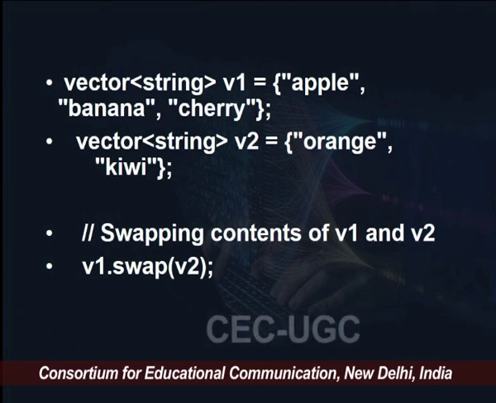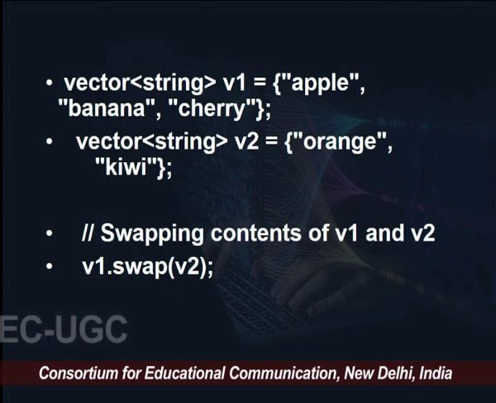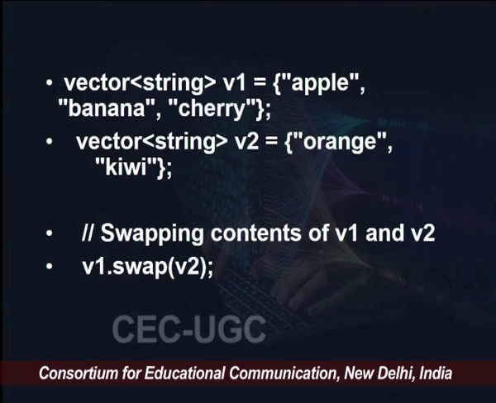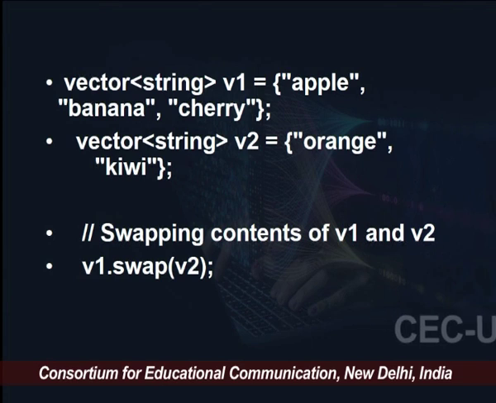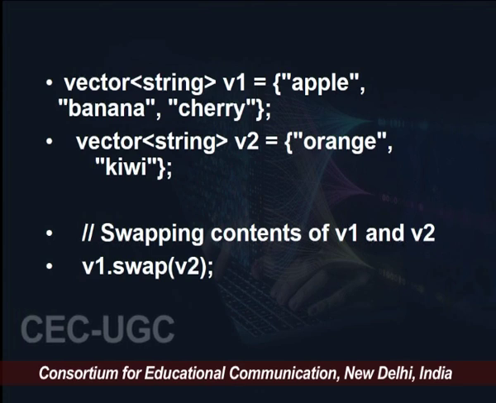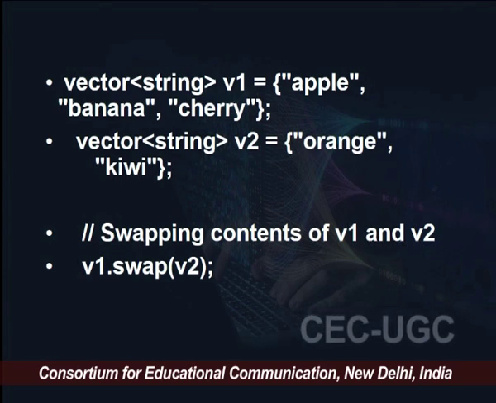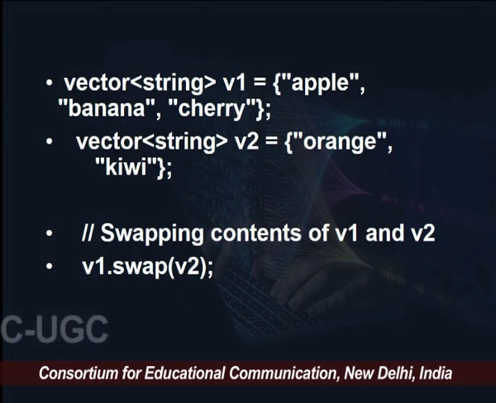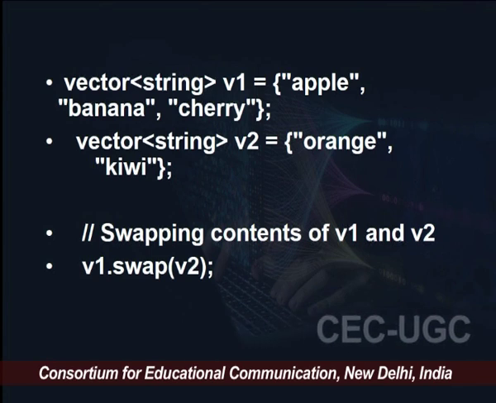When we want to swap these two, we will write v1 dot swap within the bracket v2. So, the contents of v2 after this swap will be apple, banana and cherry, and the contents of v1 will be orange and kiwi. That means the contents are swapped. Whatever type of data this is, whether integer or string, it is okay for a vector to be used in this way, because these are generic types.